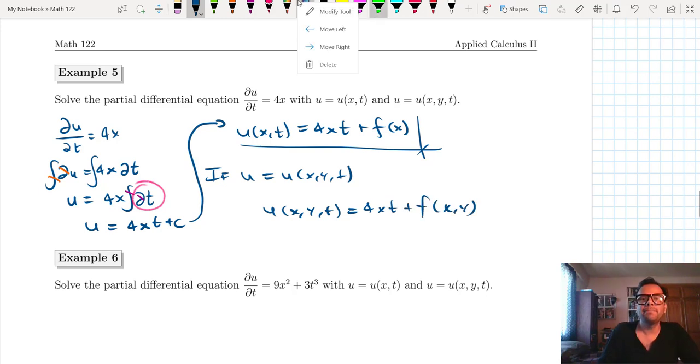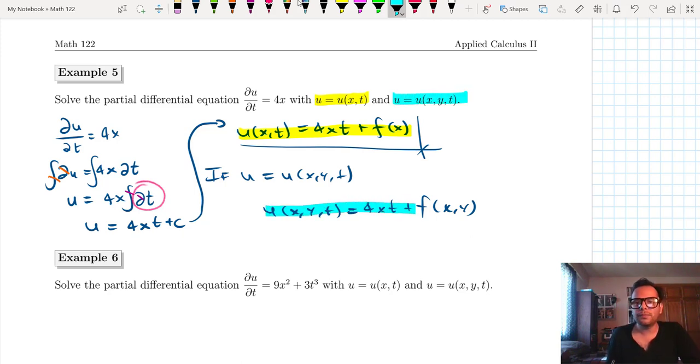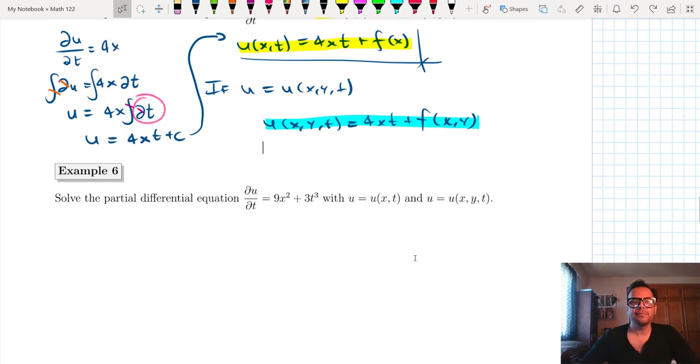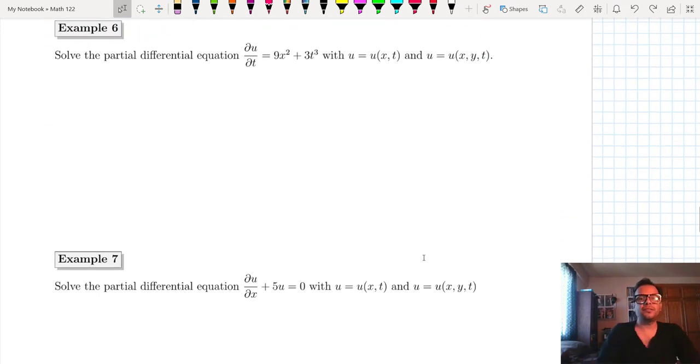Because again, this u was obtained by integrating partially with respect to t, so x and y remain constant. Okay, let's solve this one, partial differential equation. We use the same technique, separation of variables.